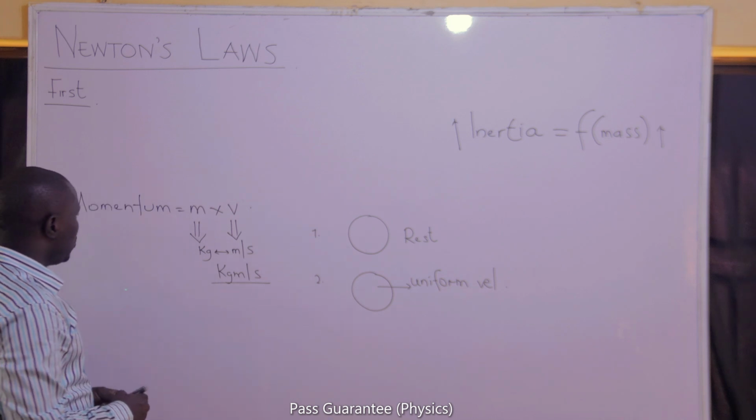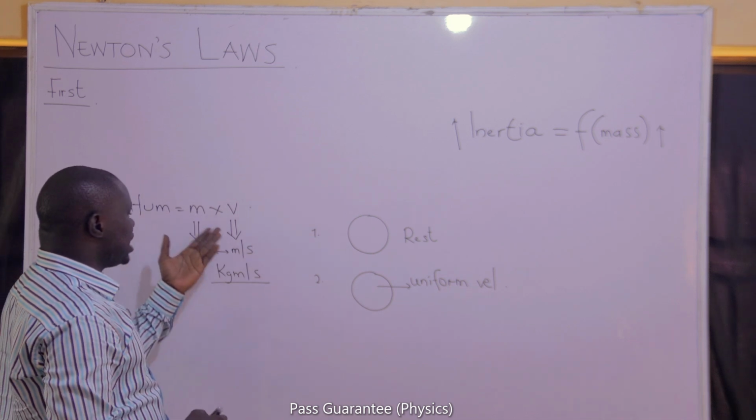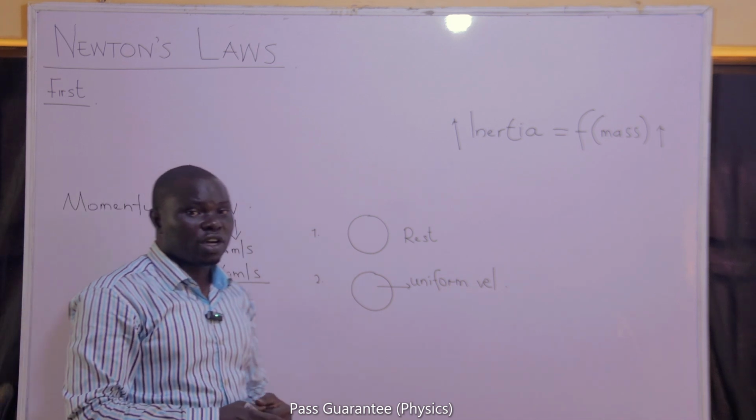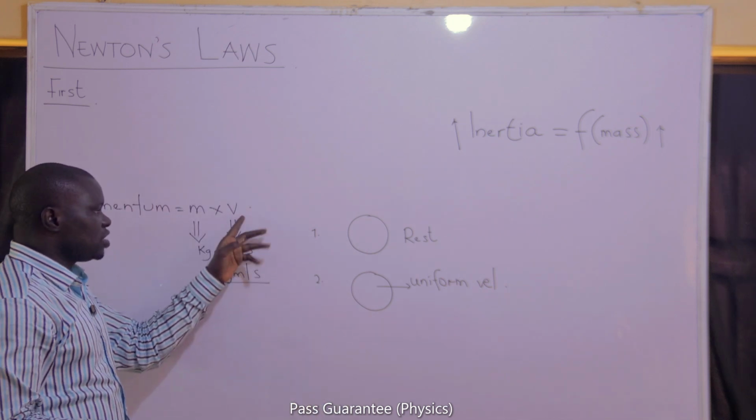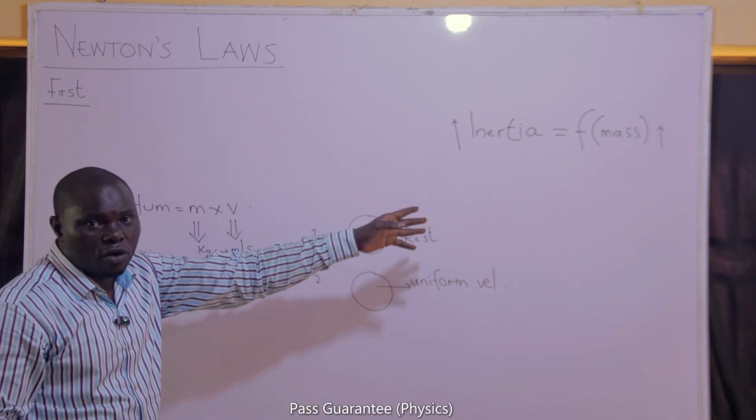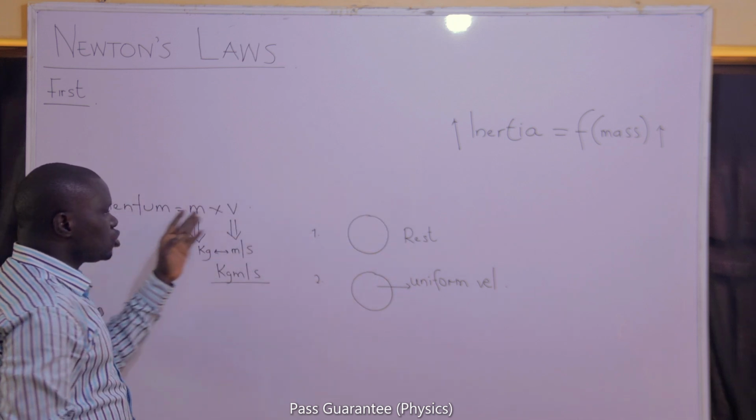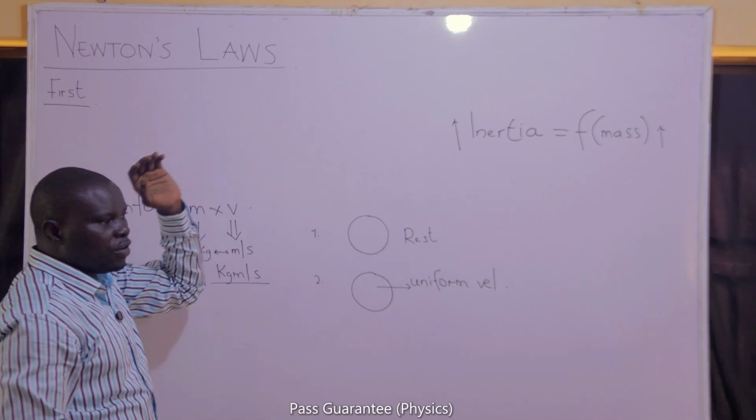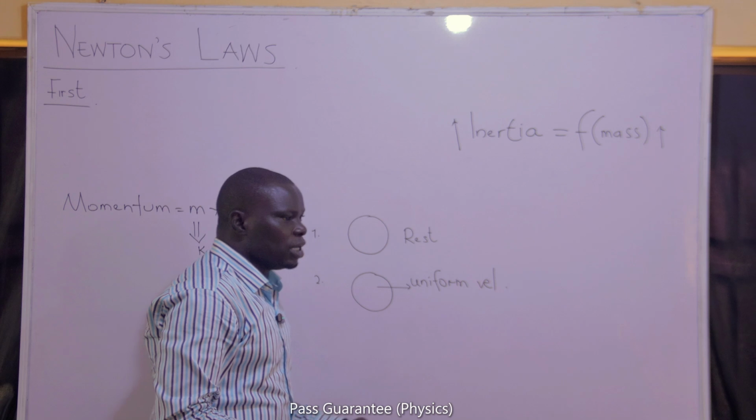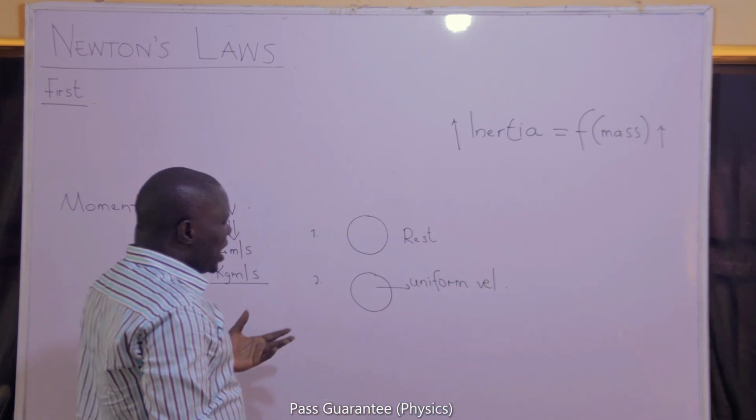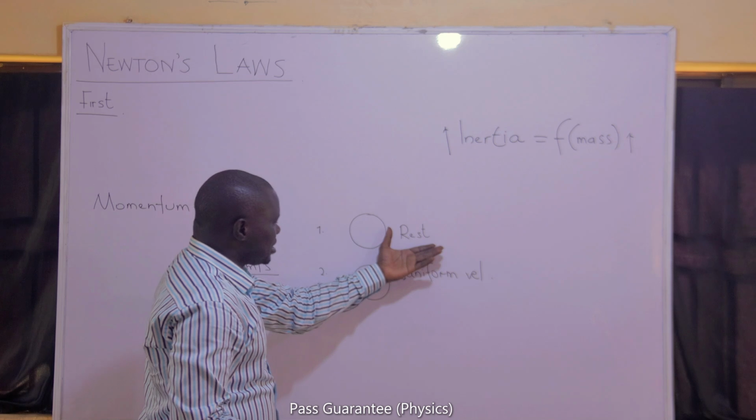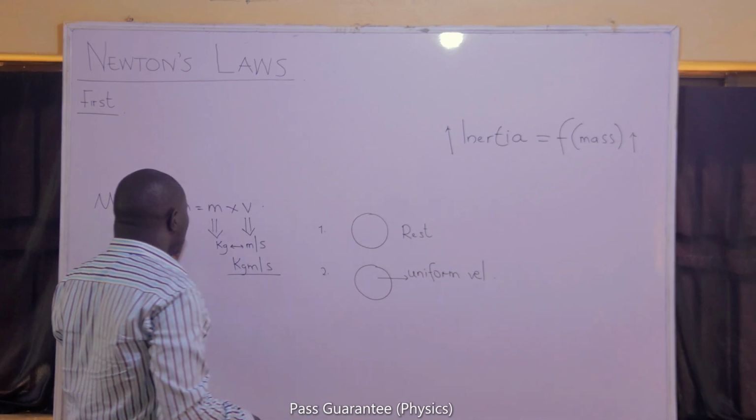Now, knowing fully well that momentum is mass times velocity, it is also a vector quantity because it takes the direction of its velocity. If its velocity is forward seeking, the momentum too will be in the forward direction. If the velocity is downward, the momentum will also be in the downward direction. Now, when an object is at rest, we expect that its momentum will be zero.